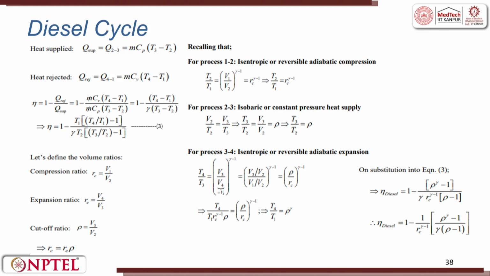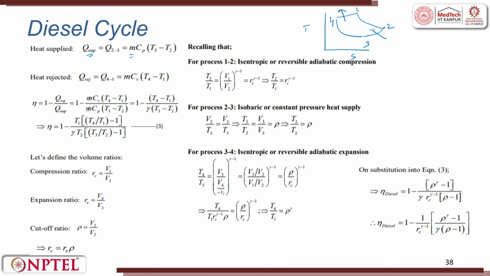Now, continuing from there, the heat supplied, Q supply, is between 2 and 3. You can see a diagram like this, maybe points 1, 2, 3, 4. So 2 to 3 is the heat supply, written as m Cp (T3 minus T2). This is the T-S diagram. Then heat rejection will be between 4 and 1.